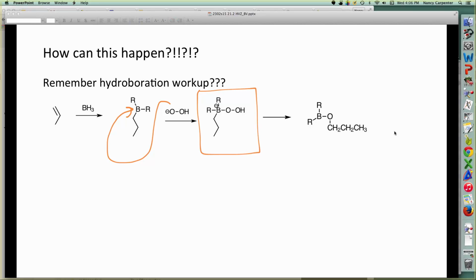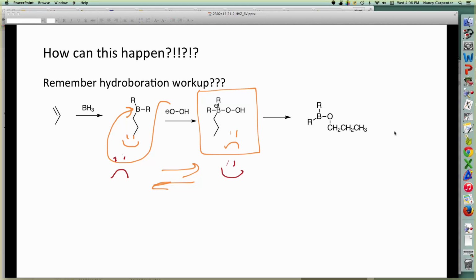Okay, now what? So remember that boron has this crazy tug-of-war. It's happy when it's neutral, but it's sad when it's anionic. But it's sad when it only has 6 electrons, and it's happy when it has 8. It's kind of a schizophrenic molecule.